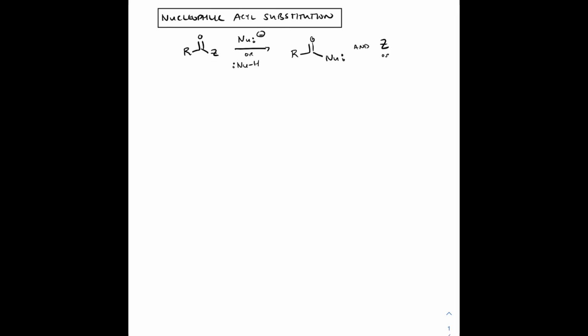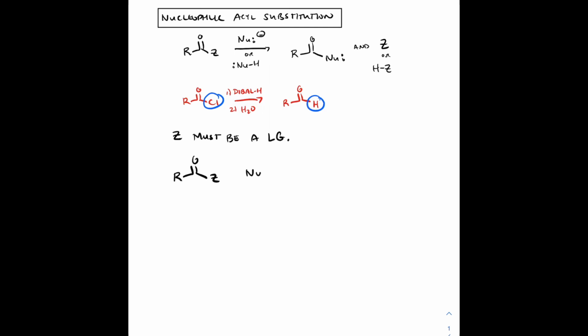If we have a carbonyl compound with a Z group on it as well as an R group, remember that Z group is a leaving group, something that's a little bit more electronegative than carbon or hydrogen, and we'll have a nucleophile substitute that, and we'll get our new carbonyl compound. So we've seen this with acid chlorides and DIBAL creating aldehydes. We clearly substituted a chlorine with a hydrogen. That's an acyl substitution. So the acyl group is just the RC double bond O portion.